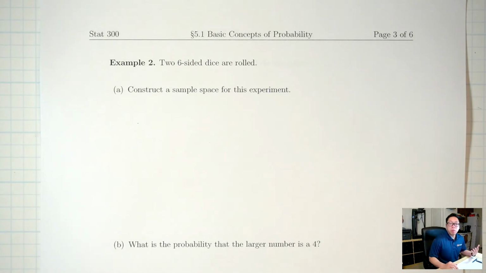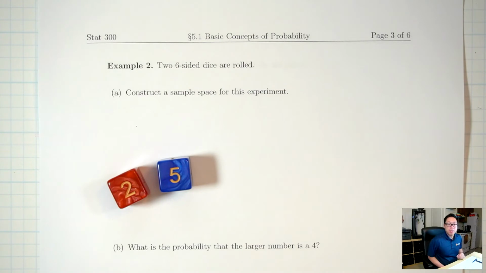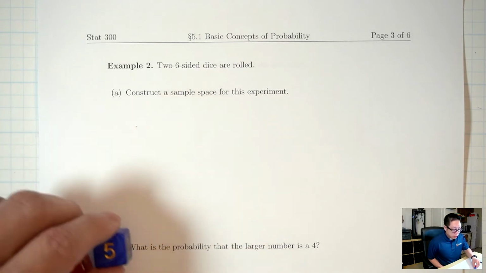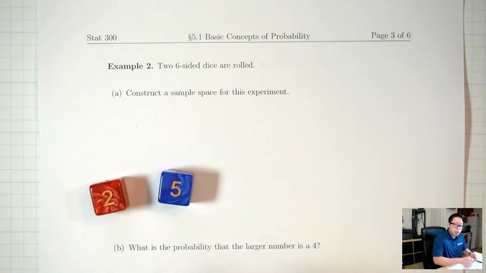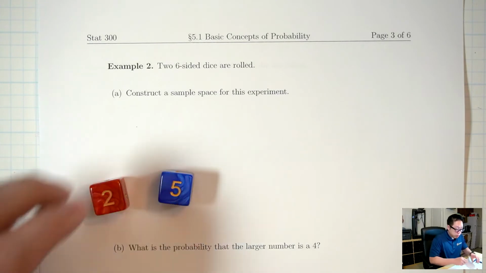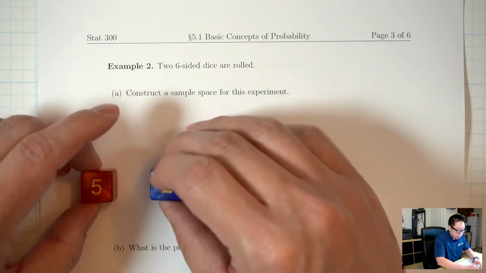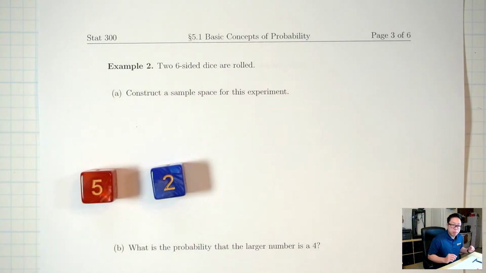Example 2. So here we're rolling 2 6-sided dice. When I roll 2 6-sided dice, I don't know what I'm going to get, but I can list out everything that I could get. So part A, construct a sample space. I'm going to think of this as 2 different colored dice, because I want to separate 2 on red, 5 on blue as different from 5 on red and 2 on blue. I'm going to count those as different outcomes.